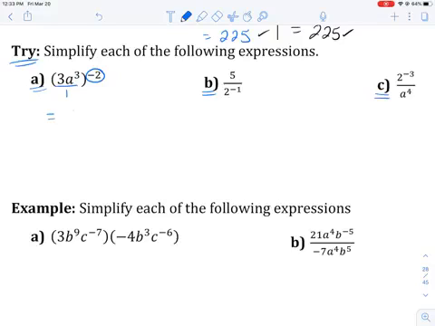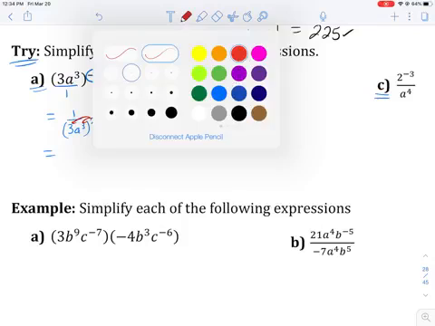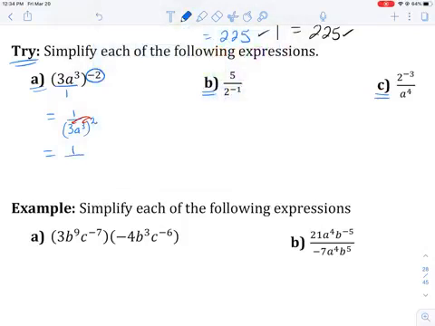So our negative 2 here just says take the reciprocal. And when we expand this 2 inside the brackets to every part of this base, we get 1 over 3 squared, which is 9a squared.